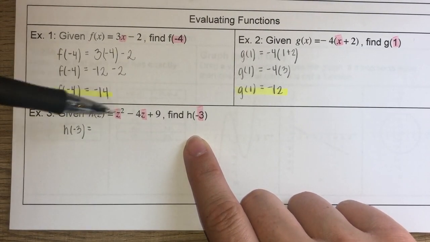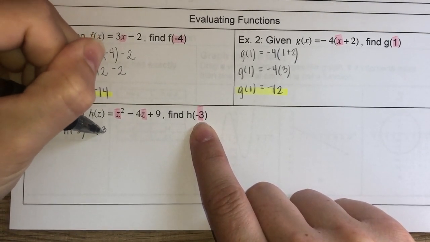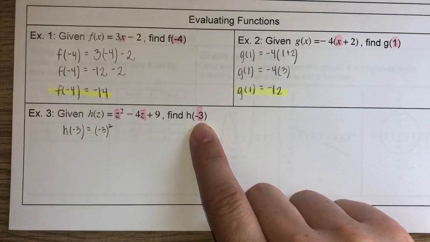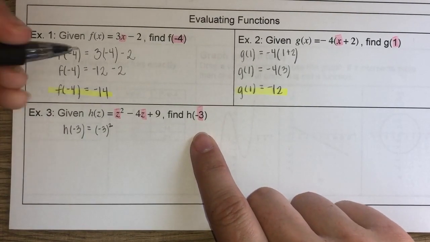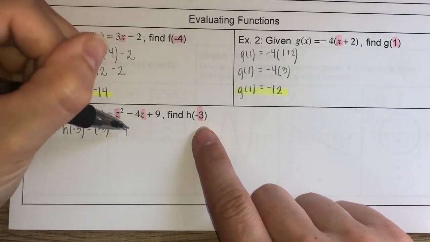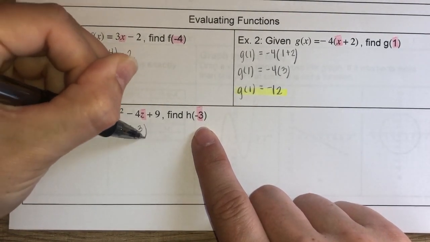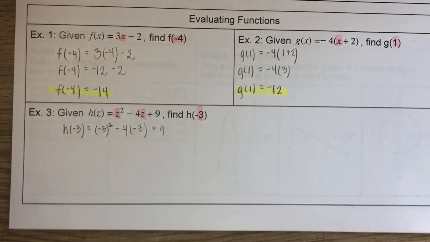z squared means that I have to take negative 3 and square it. So it's also important that the negative goes inside the parentheses too. And then minus 4z, so minus 4 times negative 3, and then the plus 9 comes down. That doesn't change because there's no z attached to it.